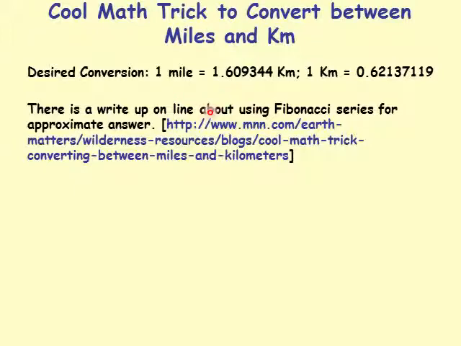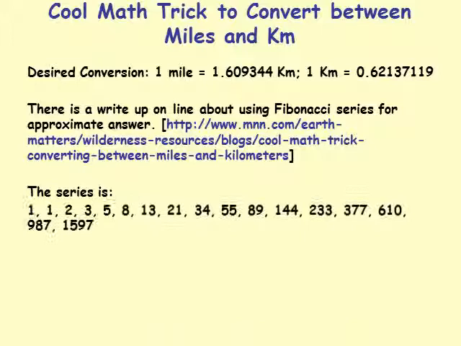There is a write-up online about using the Fibonacci series for approximate answers, and here's the link. The series is 1, 1, 2, 3, 5, 8, 13, 21, 34, 55, 89, 144, 233, 377, 610, 987, 1597, and so on.